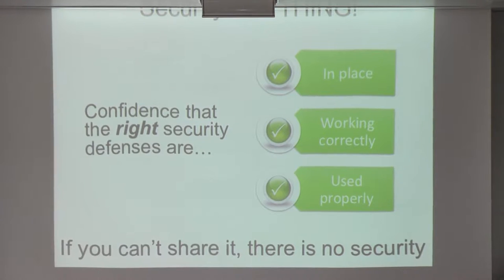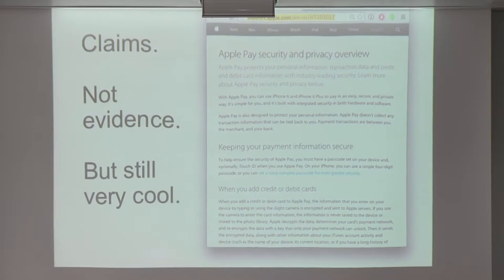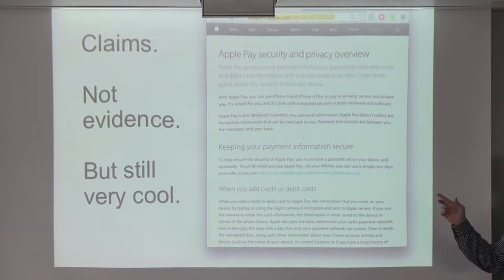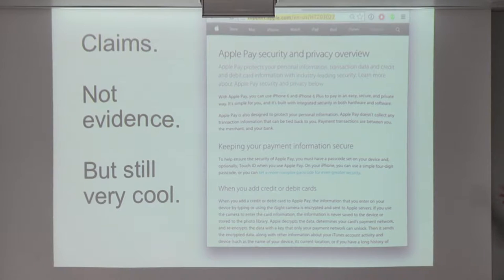So how do we do that? What does it look like? This is Apple Pay's security story. I think this is actually pretty cool. They've put out a whole bunch of details about how Apple Pay works. And you go read about it, and it's cool. It's got a whole bunch of stuff in there that says we're going to have tokens, and we're going to use this secure form of NFC, and all this stuff.